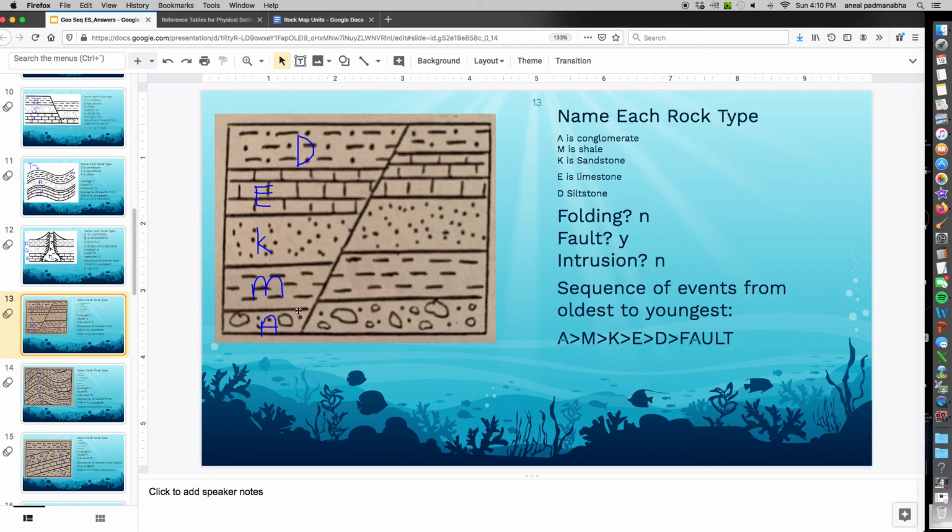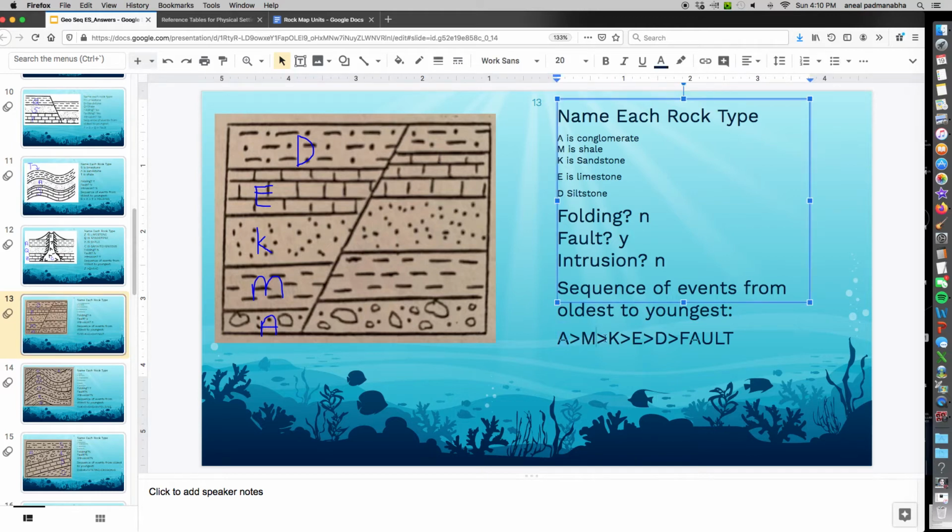So for this one, we definitely have horizontality right here. The rocks are deposited horizontally. We have superposition definitely taking place right here. So here we have A being deposited first, followed by M, then K was deposited, then E, then D, then the fault. How do we know the fault's last? Because it cross cuts through all the different layers.